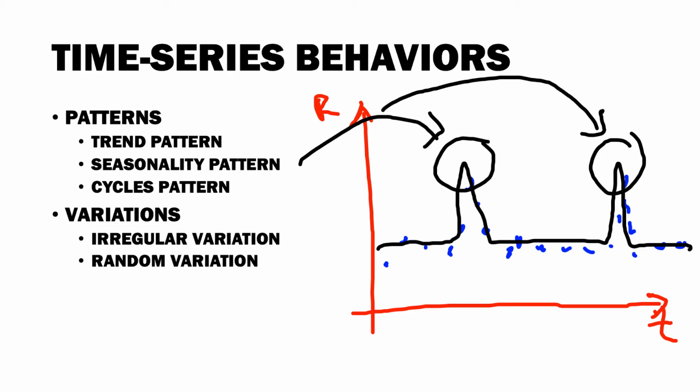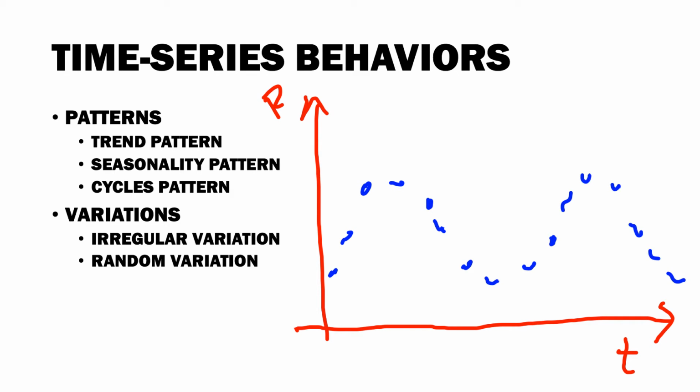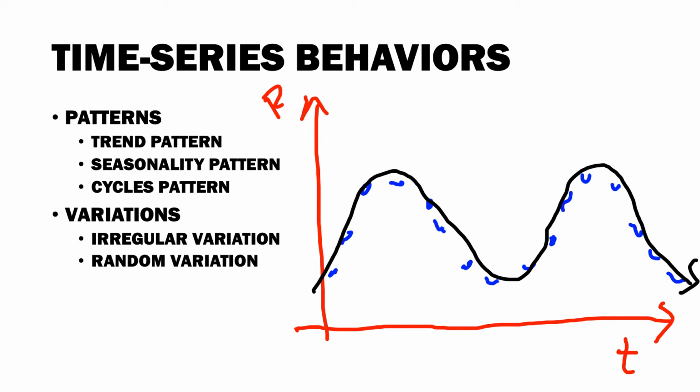Another pattern that you might encounter is that as you're collecting the data and plotting it onto your charts, it looks something like this. And that's what we call cycles. Like our textbook says, cycles are wave-like variations of more than 1 year's duration.